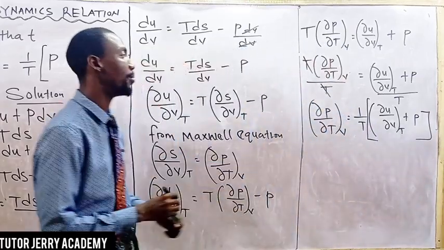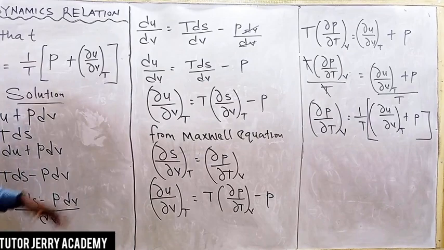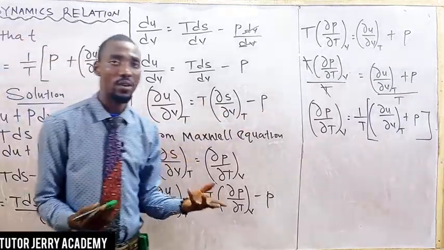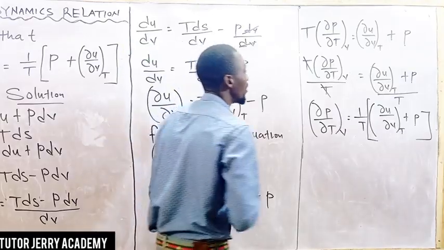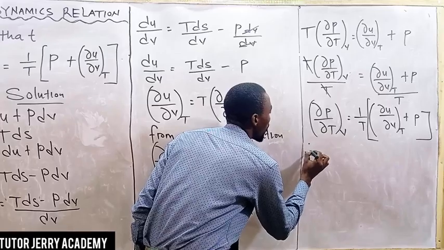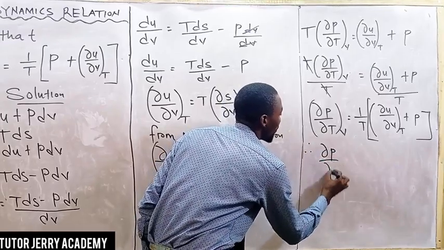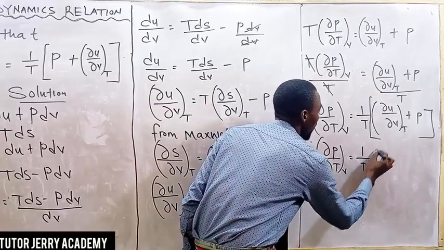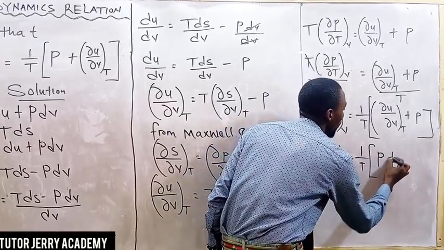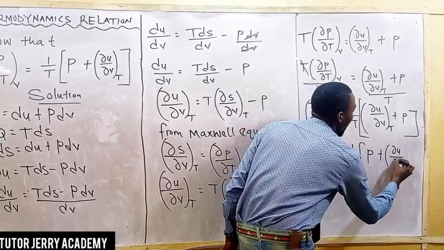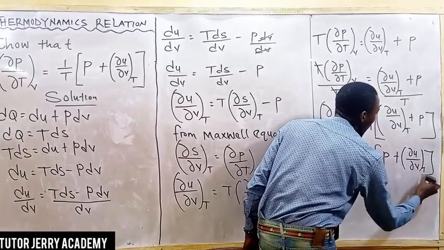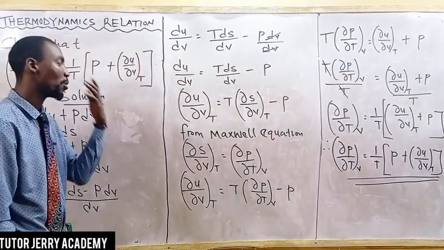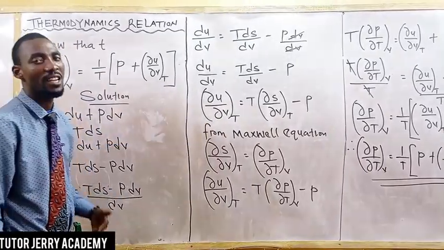So this is already the proof, but in order for us to write it in a more standard form, here they wrote p plus this, and here we are getting this plus p, which is also correct. 1 plus 2 is the same thing as 2 plus 1, but let's write it in the standard form. So we can say that therefore the partial derivative of p over the partial derivative of t, keeping v constant, is nothing but 1 over t into p plus the partial derivative of u over the partial derivative of v, keeping t constant. So this is the proof. And mind you, keep this, because we are still going to use this in our subsequent video. Thanks.